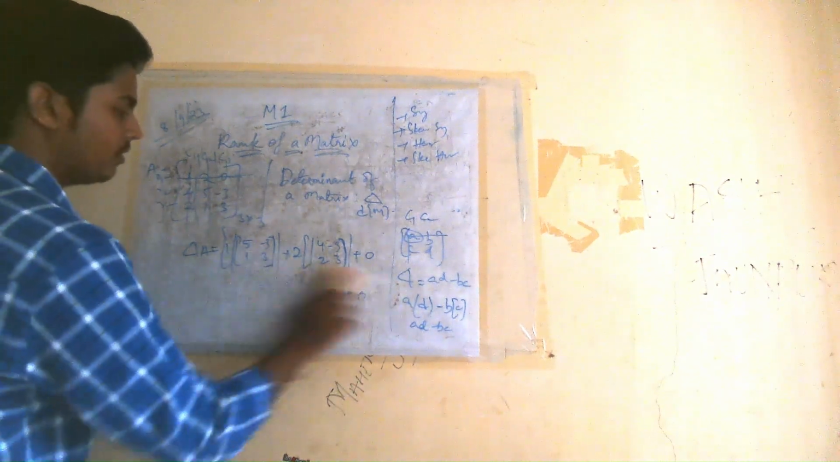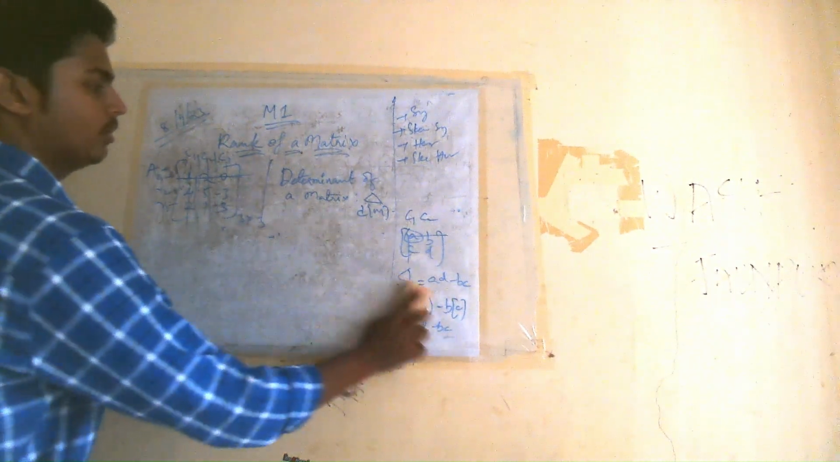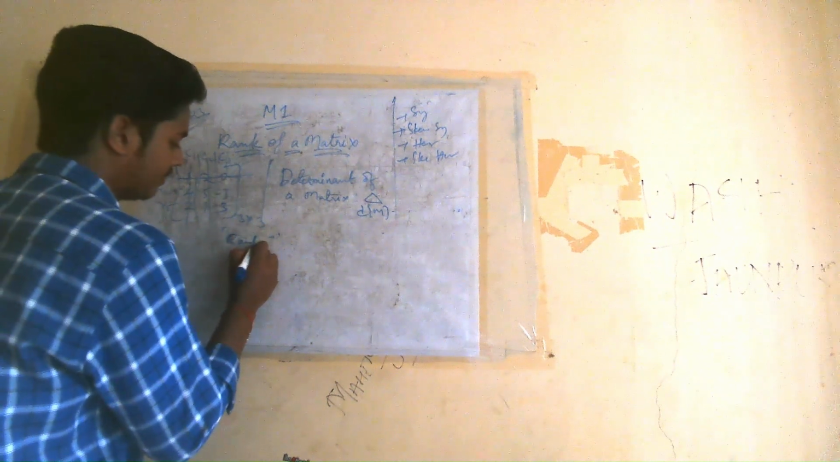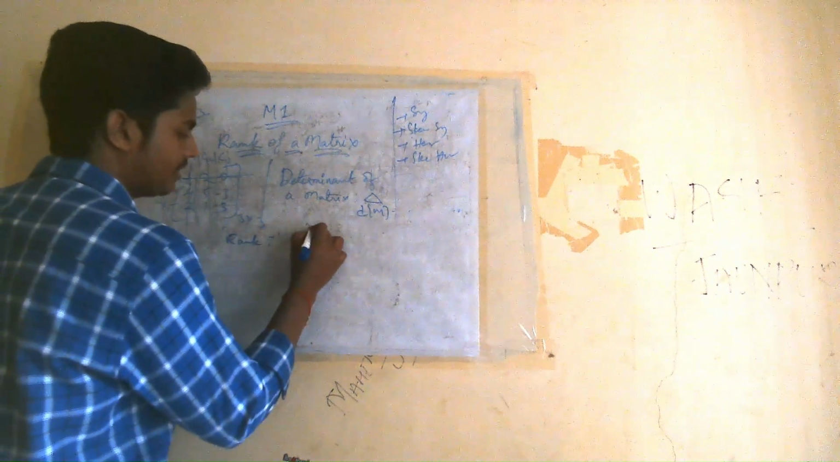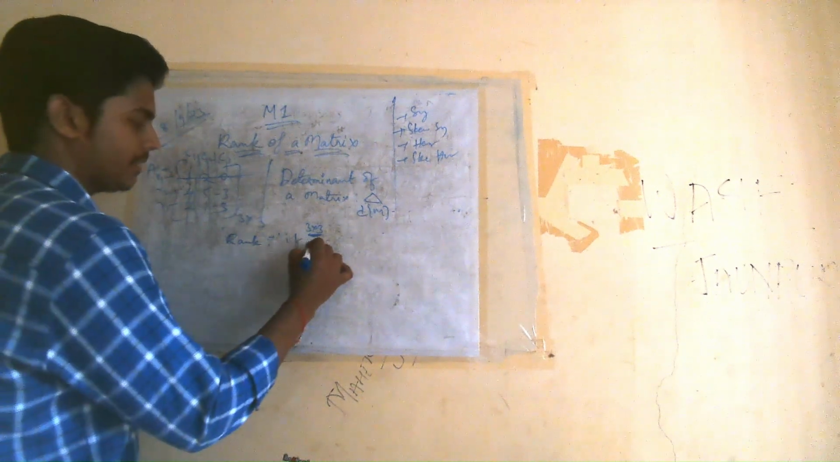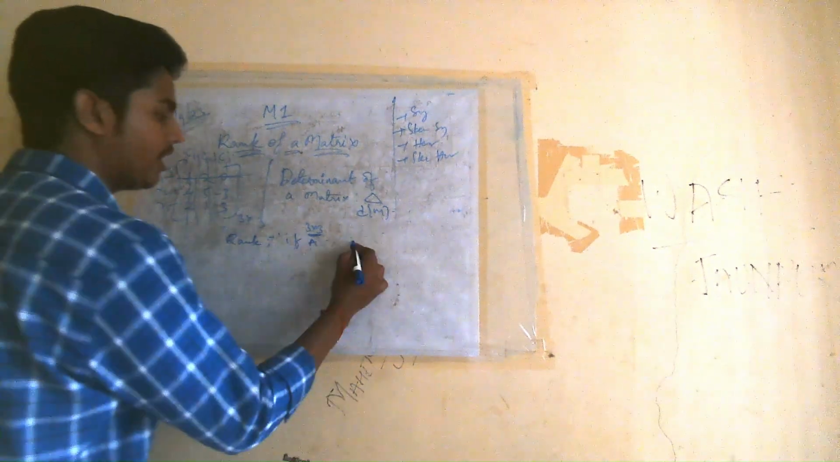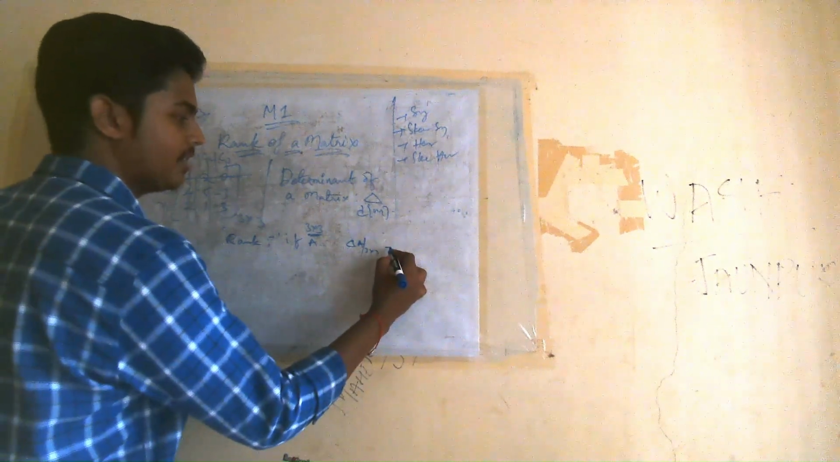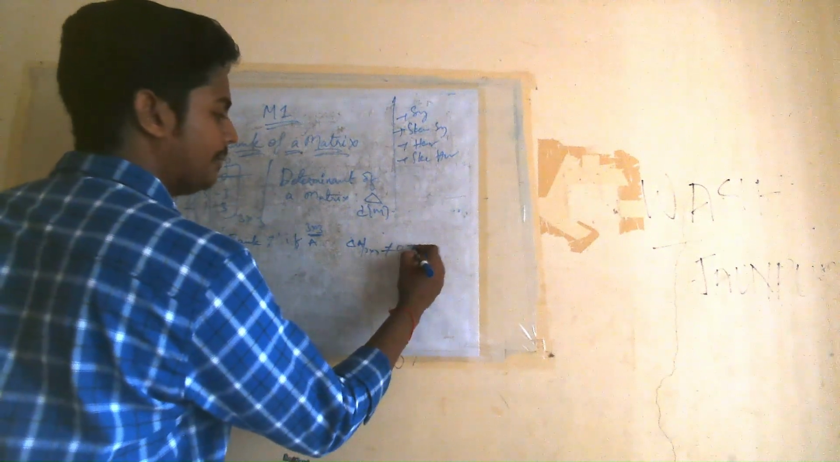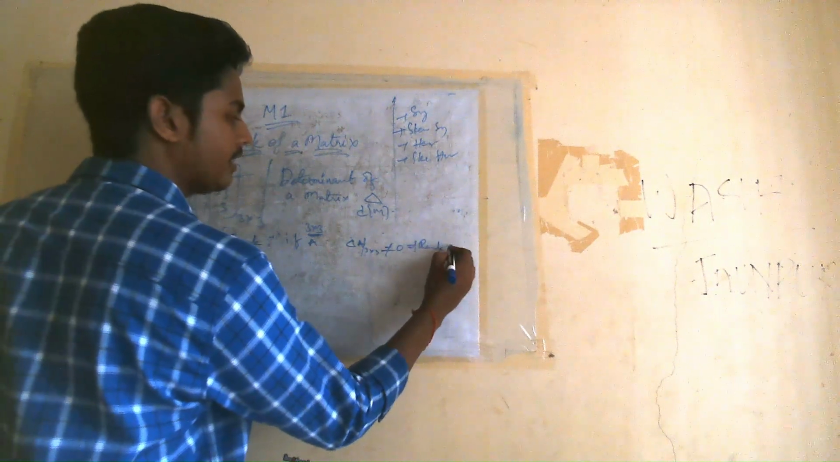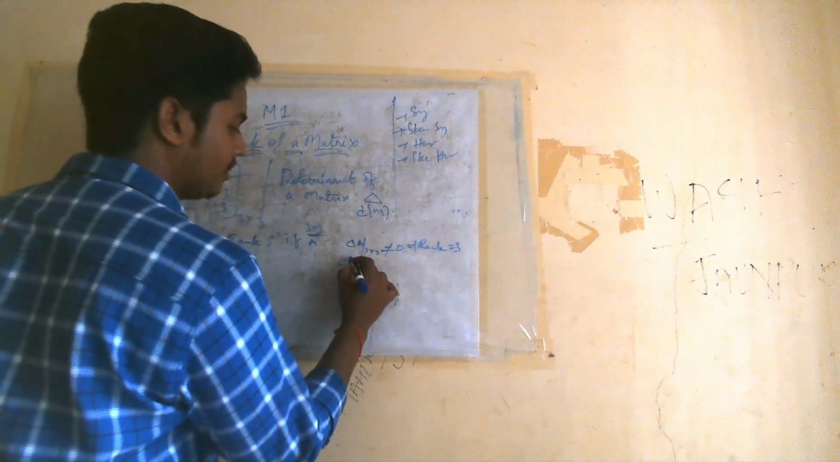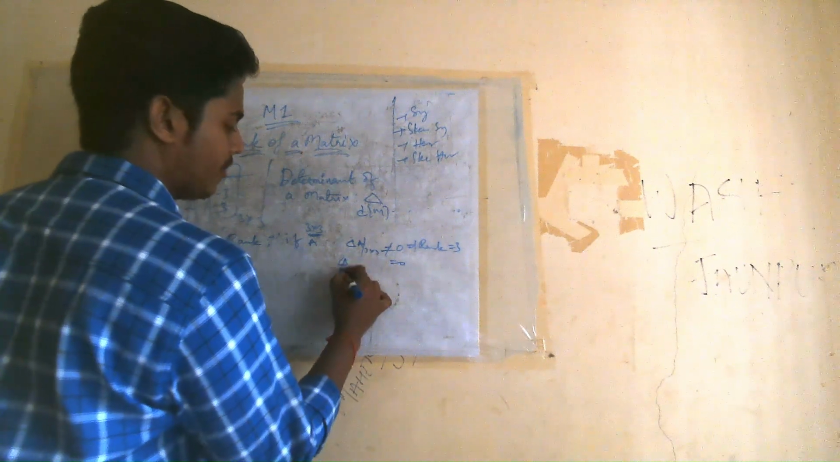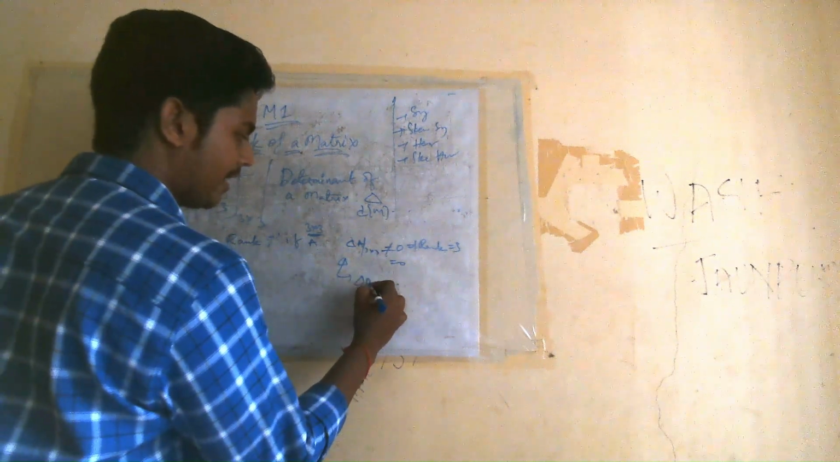Okay. Now I'll tell you what you mean by rank. Rank is nothing but, if a 3 by 3 matrix is there, for example matrix A, if the determinant of A, the determinant value for the 3 by 3 matrix, is not equal to 0, it implies the rank is 3. If it is equal to 0, you have to check the determinants of the 2 by 2 matrices.